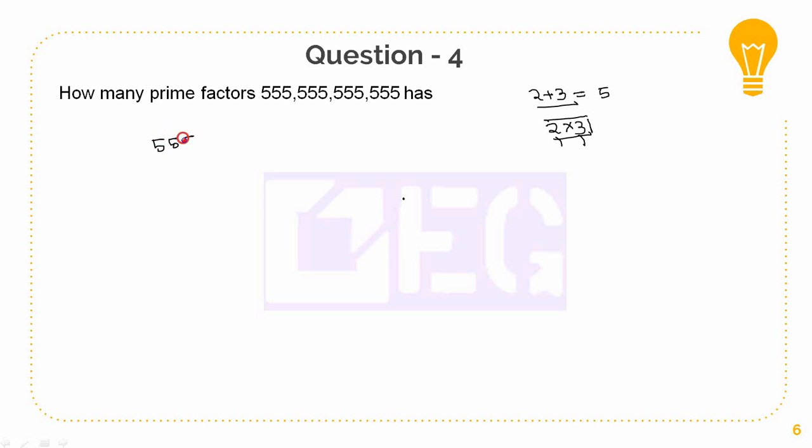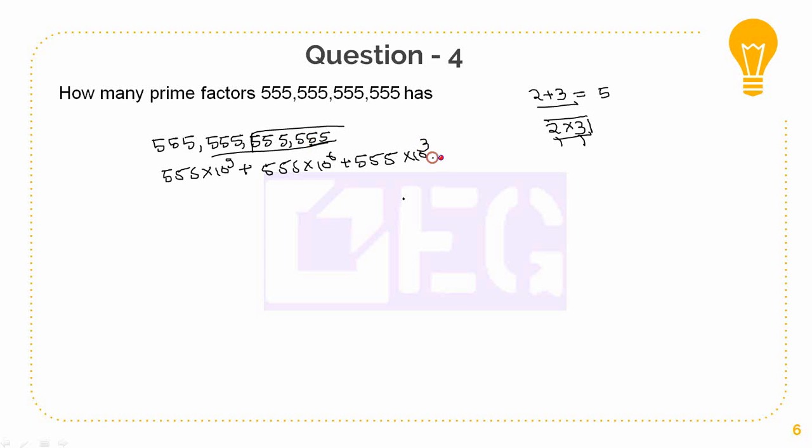Number is 555,555,555,555. Now we can write it as 555 into 10 to the power 9, plus 555 into 10 to the power 6, plus 555 into 10 cube, plus 555. Now you can take 555 as common. That will be 10 to the power 9 plus 10 to the power 6 plus 10 cube plus 1. So that will be 555.